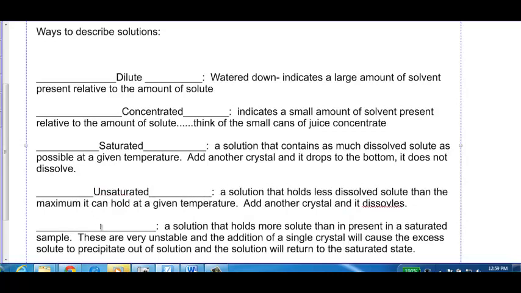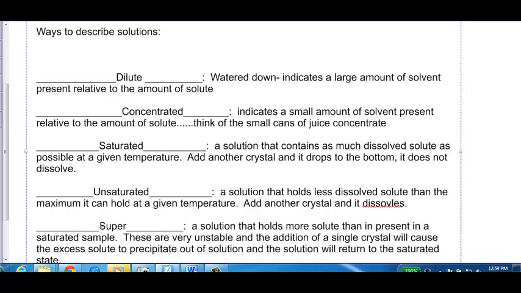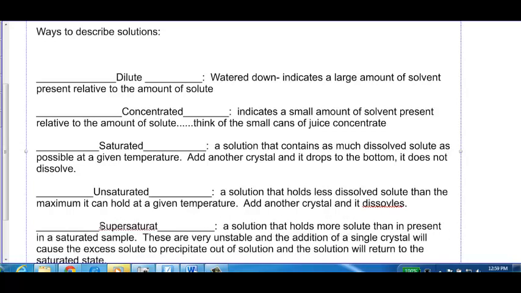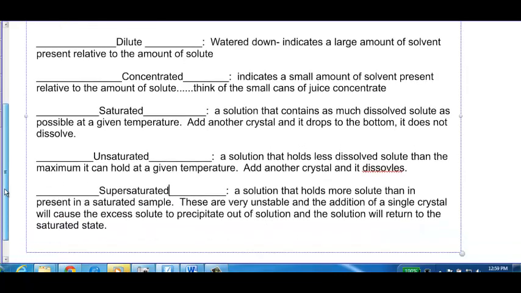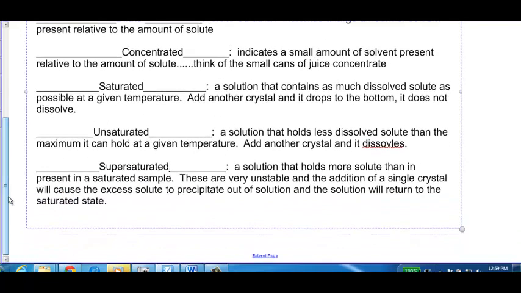And if you've dissolved more than you actually can, and I'm going to show you a demonstration with this tomorrow in class, you've dissolved more than you possibly can, it's a very unstable solution, you add another crystal and that will cause all the extra to precipitate out, we say that that solution is supersaturated. It's dissolved more solute than is possible at that given temperature. Okay? So those are some words that we're going to be using in this unit, and I just want to make sure that you've got those words taken care of.